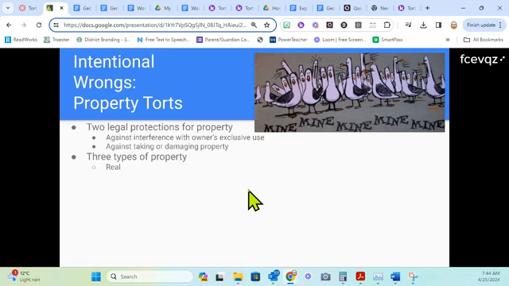3 types. First is real property, and real property means something very specific. It's not real as opposed to imaginary property or pretend property. Real means that it is either land itself or things that are basically permanently fixed to the land. So things like houses, factories, the land they sit on. Mobile homes are not considered real property.